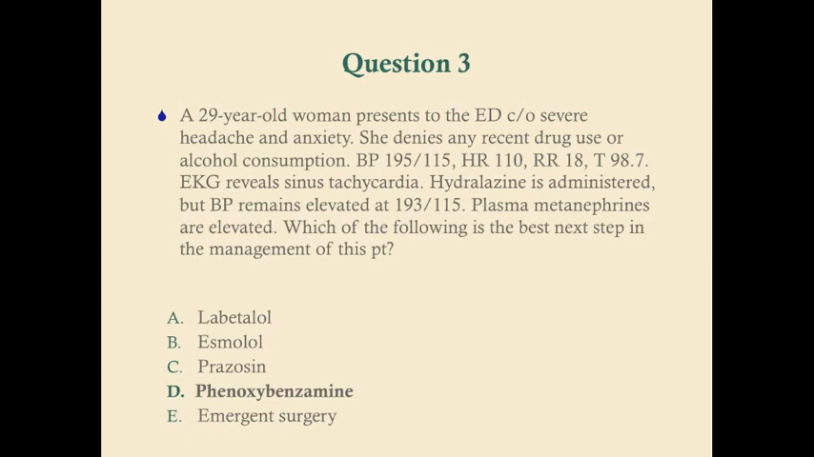As far as emergent surgery, yes, we will eventually do surgery on this patient. However, you don't ever do emergent surgery on a pheochromocytoma because you have to get the blood pressure down and stabilized before you can actually remove the tumor itself. So you'll use an alpha blocker and then a beta blocker, and then you can go ahead with surgery. Remember alpha before beta, just like in the Greek alphabet.